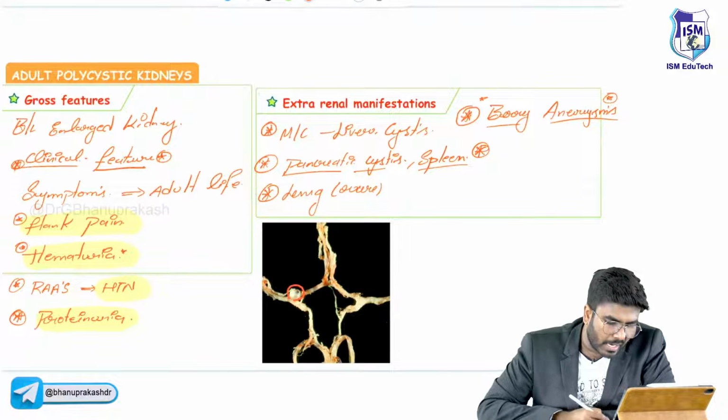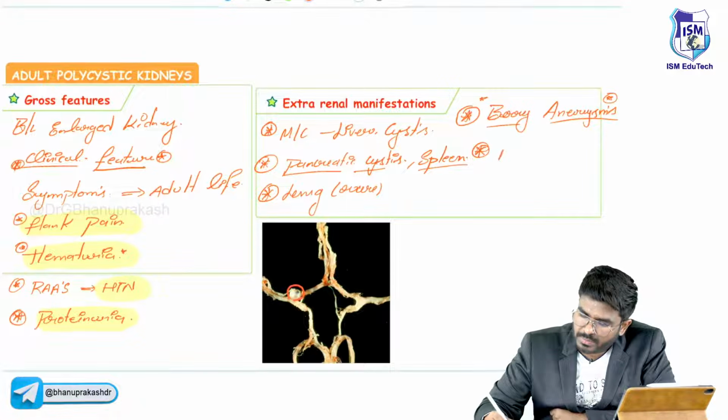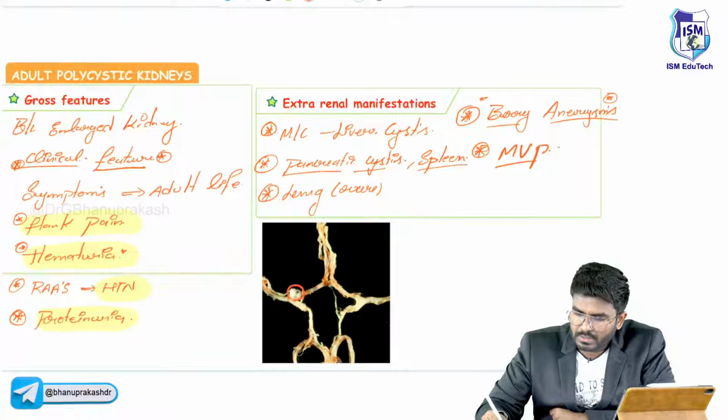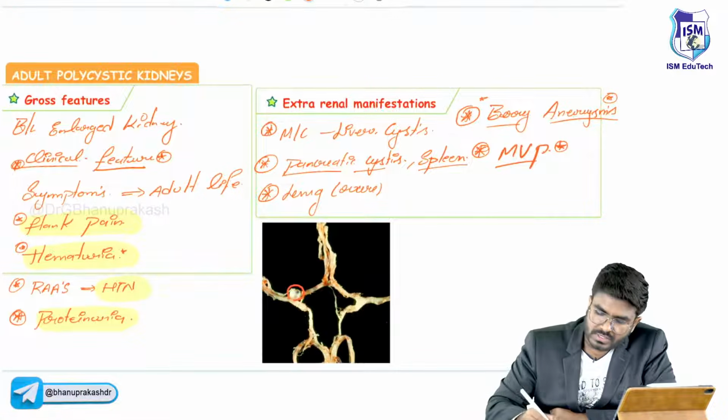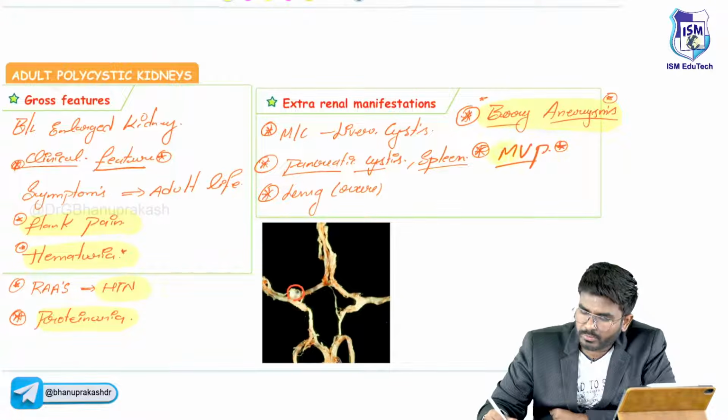Now, heart involvement. Do you know what is the problem in the heart? These patients will have MVP. What is MVP? Mitral valve prolapse. Mitral valve prolapse is going to be seen. So these are some important points which I want you to know. Berry aneurysms, mitral valve prolapse, with extrarenal cysts.